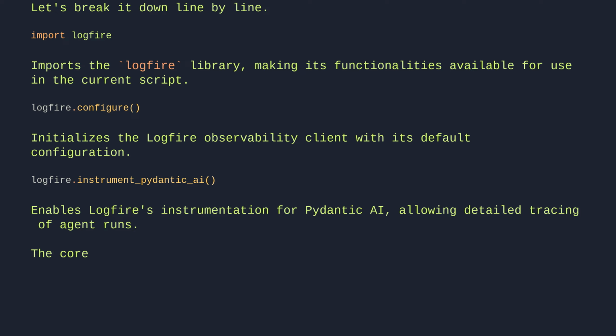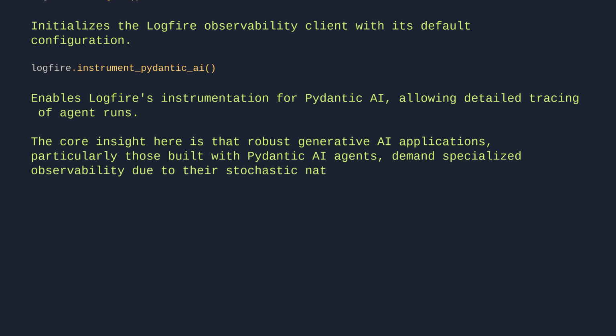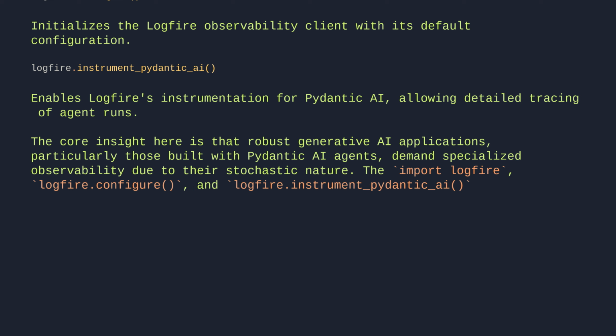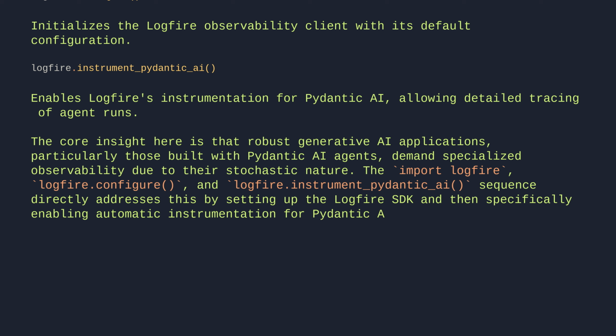The core insight here is that robust generative AI applications, particularly those built with Pydantic AI agents, demand specialized observability due to their stochastic nature. The import Logfire, Logfire.configure, and Logfire.instrument_pydantic_ai sequence directly addresses this by setting up the Logfire SDK and then specifically enabling automatic instrumentation for Pydantic AI.